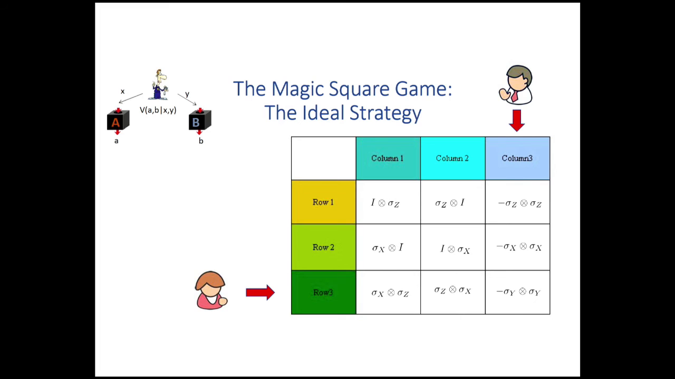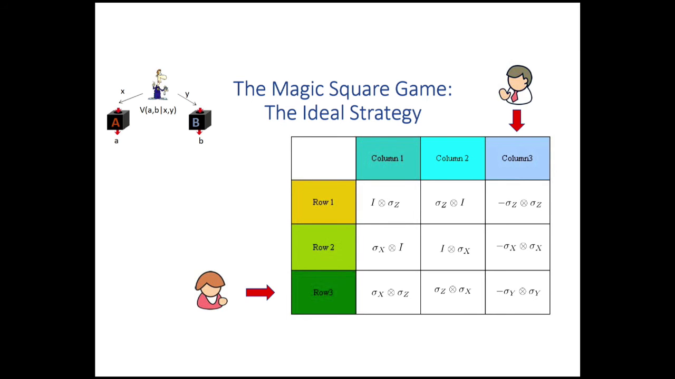And so you can verify that the product of Alice's observables across every row is always negative identity. The product of Bob's observables is always positive identity. So that means the product of their answers will be -1 or 1. And for shared boxes, their observable is the same observable. Since they're sharing EPR pairs, they'll report the same answer. Okay, so this is the ideal strategy for the magic square game.